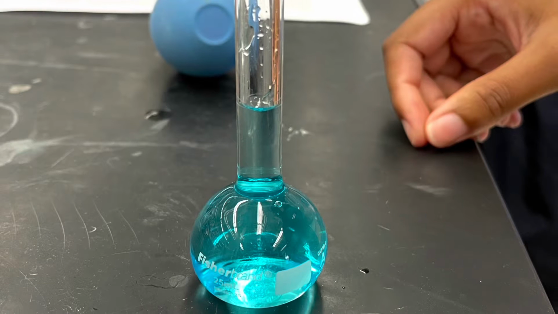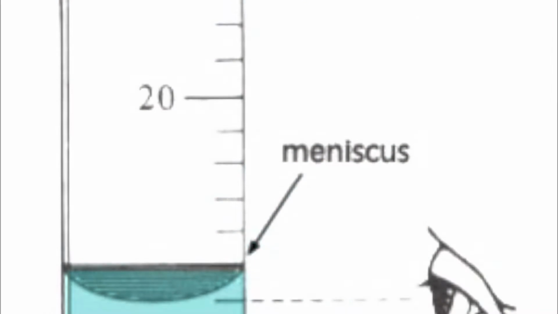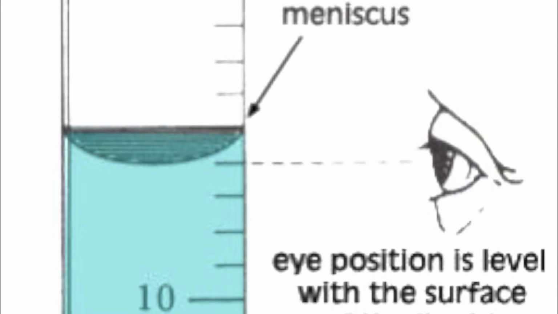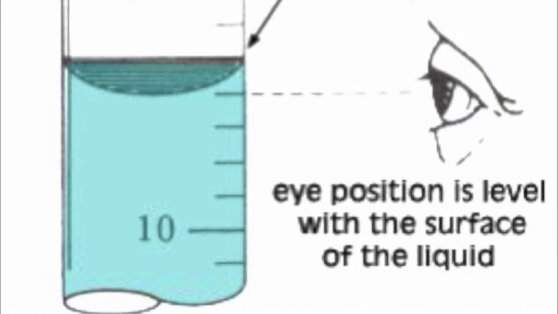The meniscus of a liquid is the curve seen at the top of a liquid in a container. This curve is caused by the surface tension of the liquid to the container. To get an accurate reading, the meniscus must be read at eye level. You can pick the glassware up to eye level or bend down.